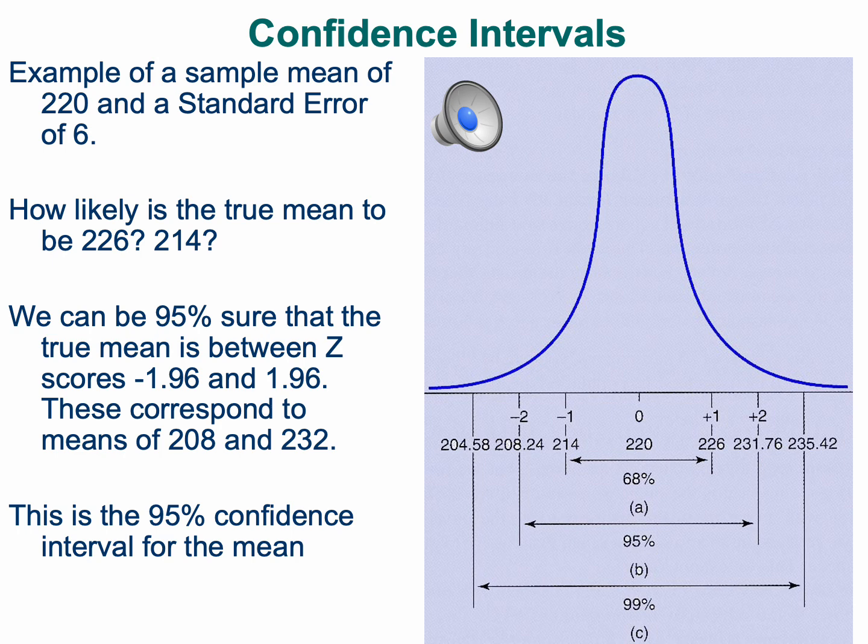Okay, so here we've got a sample mean of 220 and a standard error of the mean of 6. How likely is it that the true mean will be 226 or 214? How likely is it that the true mean, the one we're trying to estimate with our sample, is one of these others and not the sample mean? Well, we can calculate this.